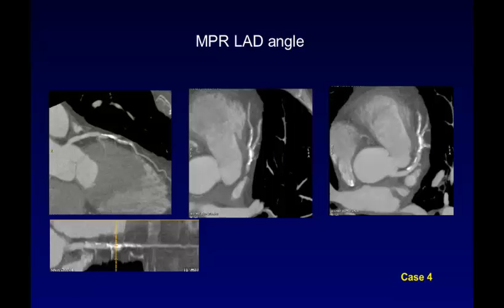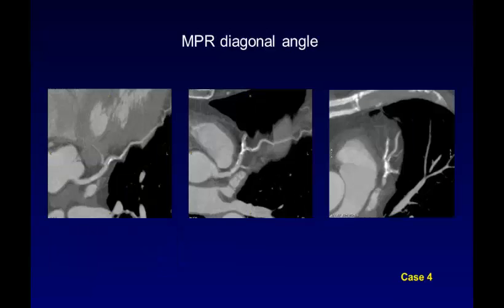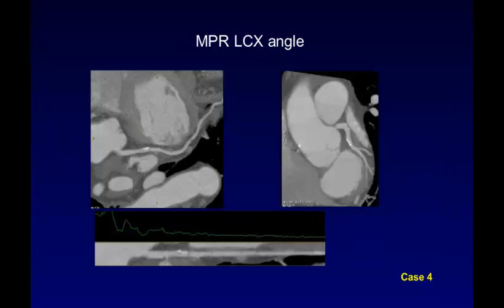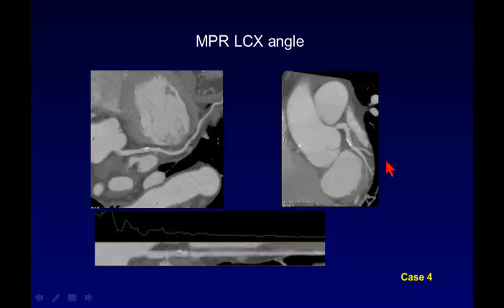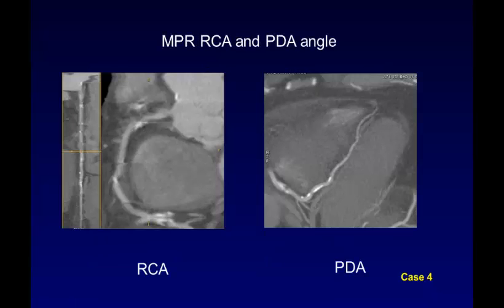I have here the LAD, MPR, the multiplanar reconstructions of the diagonal branch of the circumflex. Maybe this was too quick. The diagonal shows you some of them are probably eccentric, some are very difficult to evaluate, just like this. Circumflex artery, probably eccentric lesions. The right coronary was a little bit difficult here for the image quality because of a little bit of motion.